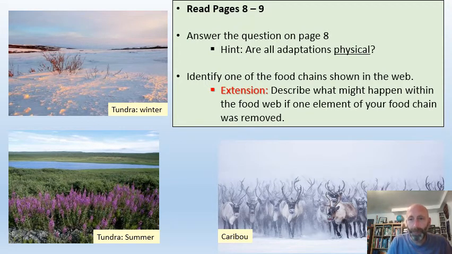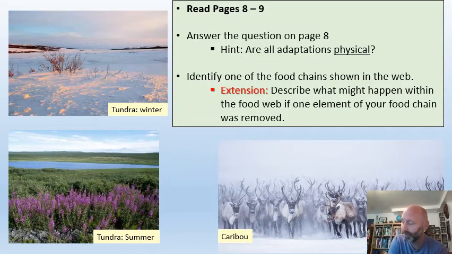And then have a look at the question at the bottom of page 8 and the question at the bottom of page 9. Okay, so think about how might some animals adapt to environments where you've got harsh winters. So not just physical adaptations, changes, but how might their behavior change? How might they adapt their behavior?